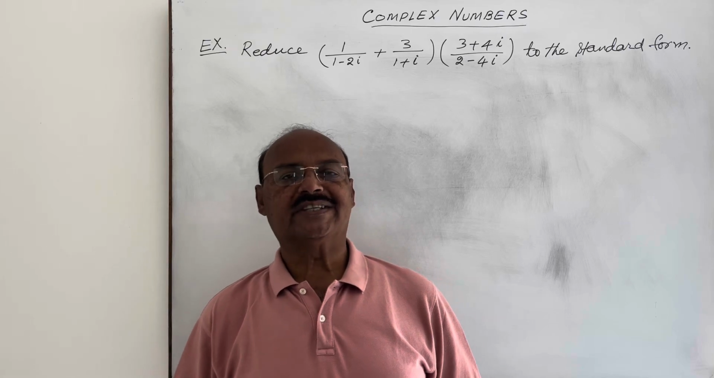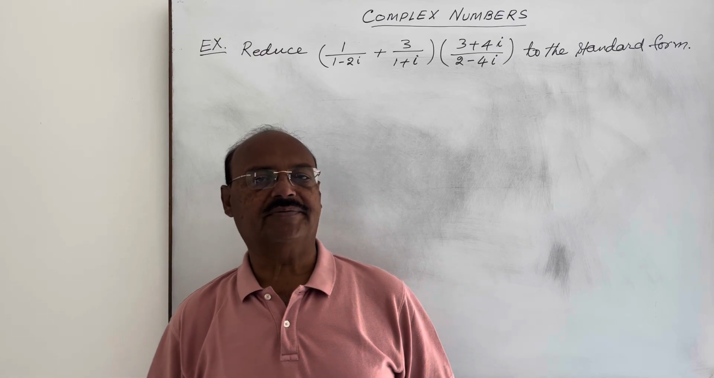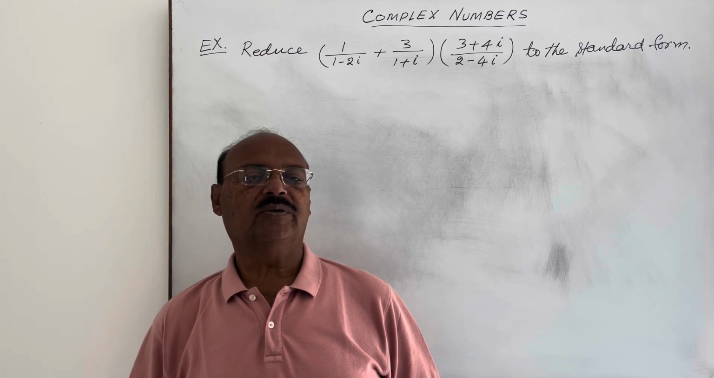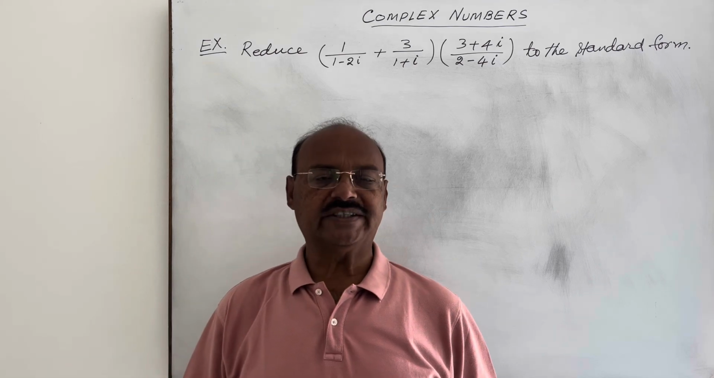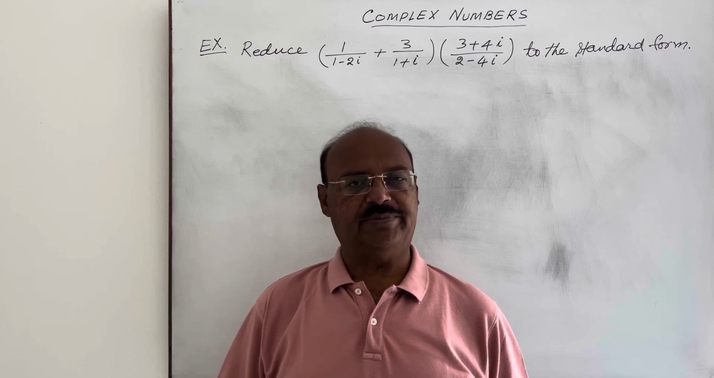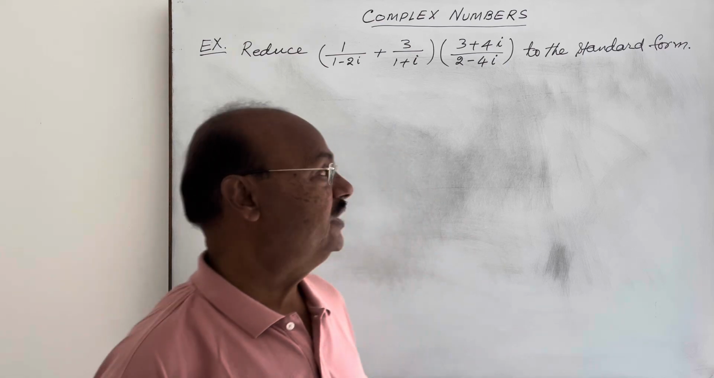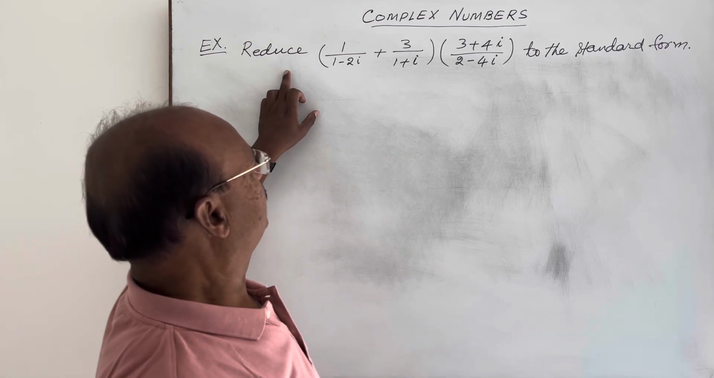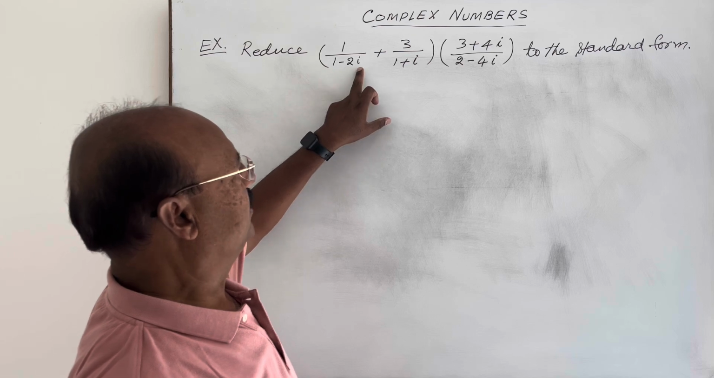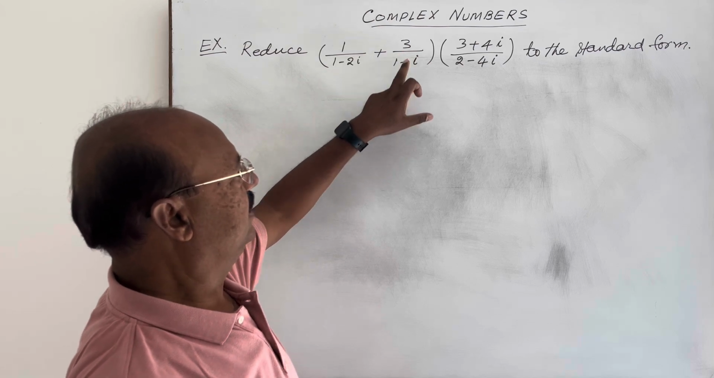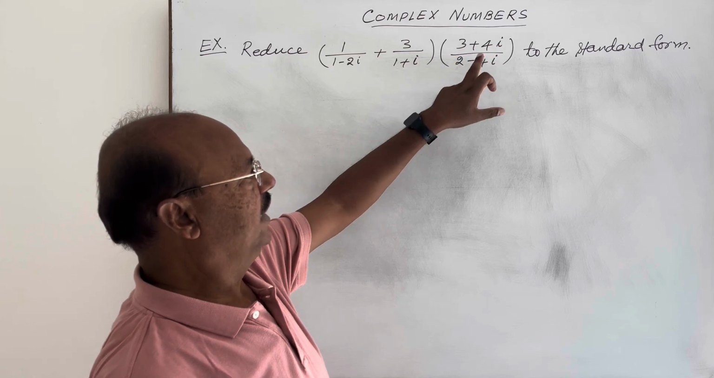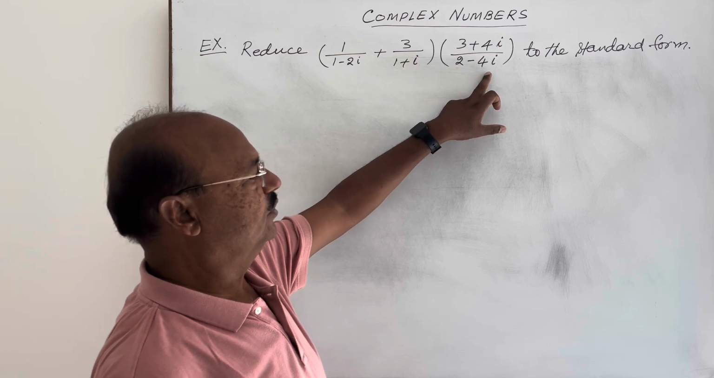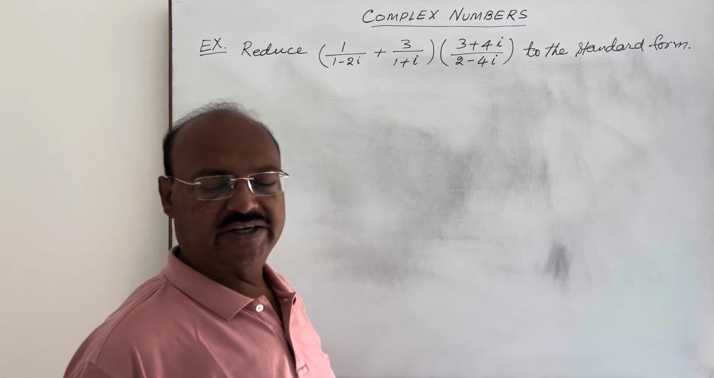Here we are going to discuss a question from the chapter complex number. The question is very interesting and important for your school exam as well as competitive examinations. The question is: reduce 1 upon 1 minus 2i plus 3 upon 1 plus i, into 3 plus 4i upon 2 minus 4i, to the standard form.